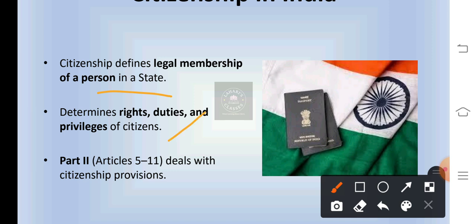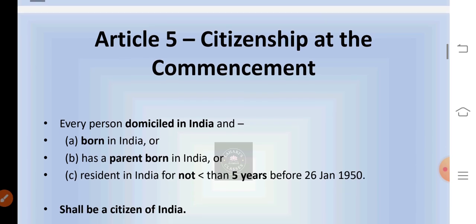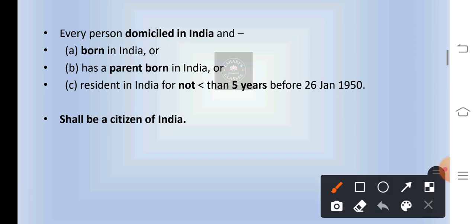Part 2, that is Articles 5 to 11, deals with the citizenship provisions. The first article in the citizenship part is Article 5. It defines the citizenship at the commencement of the Constitution. According to it, every person who is domiciled in India and who was born in India, or either of whose parents was born in India, or who has been a resident in India for not less than 5 years before 26 January 1950, becomes a citizen of India.